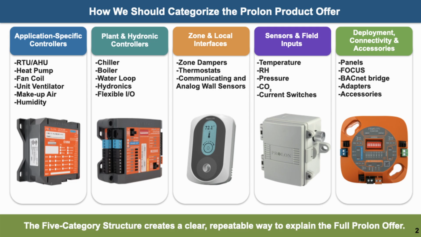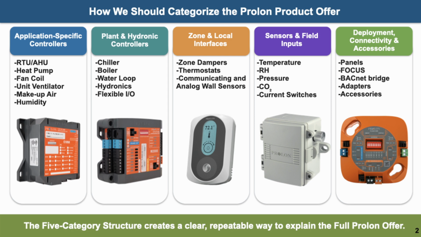Second, plant and hydronic controllers, which include controllers for chillers, boilers, water loops, hydronic coordination, and flexible I/O inputs and outputs. Third, zone and local interfaces, which include zone dampers, thermostats, communicating wall sensors, and analog wall sensors. Fourth, sensors and field inputs, which provide the measured values and proof points the controllers depend on, such as temperature, relative humidity, pressure, CO2, and current switches.